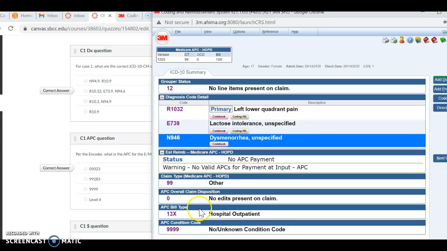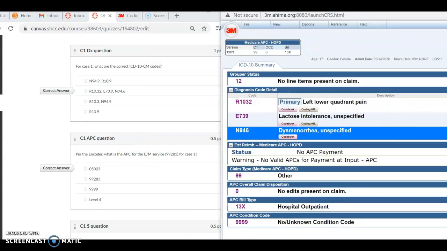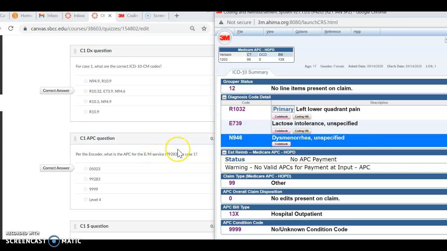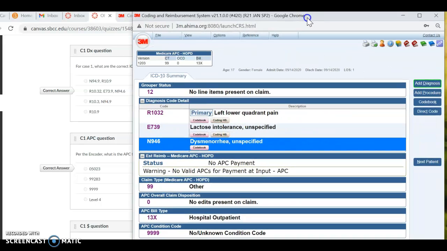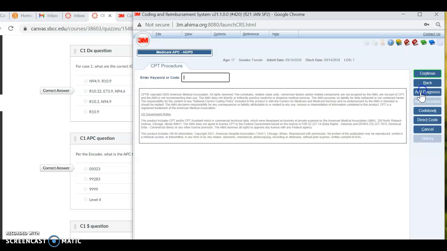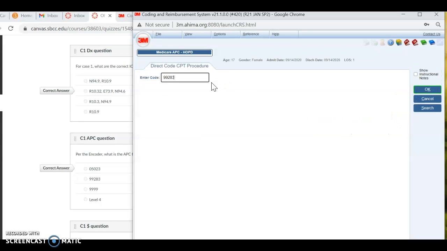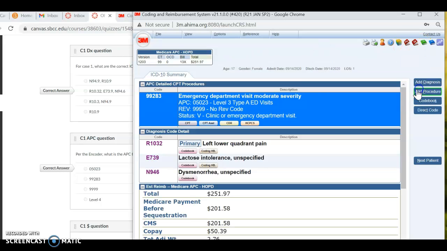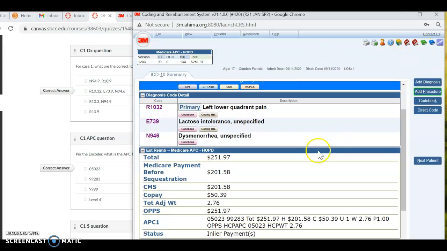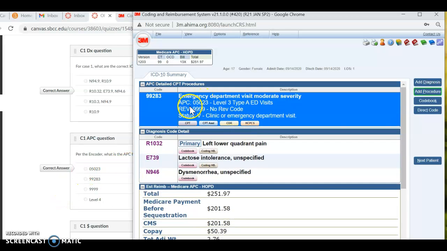Let's go ahead and look at the APC for this. Keep in mind, I'm looking for the APC. I need to put in the E&M service, which this one gives it to us. So I'm going to click Add Procedure, 99283 for my ER visit. All right, so now my APC pops up. So with that, my APC, as you look right here, is 05023.